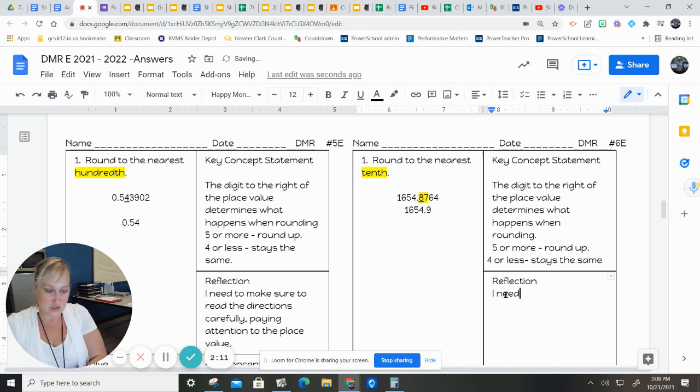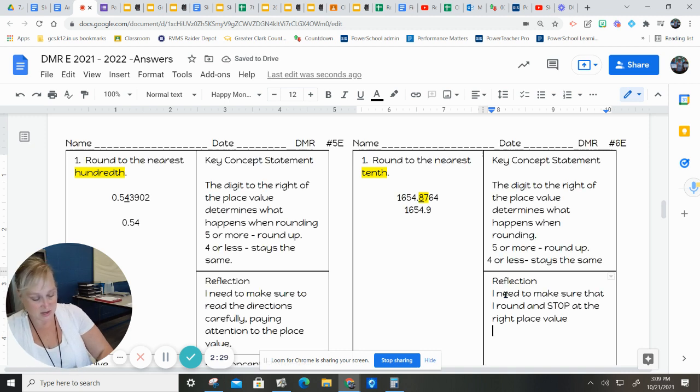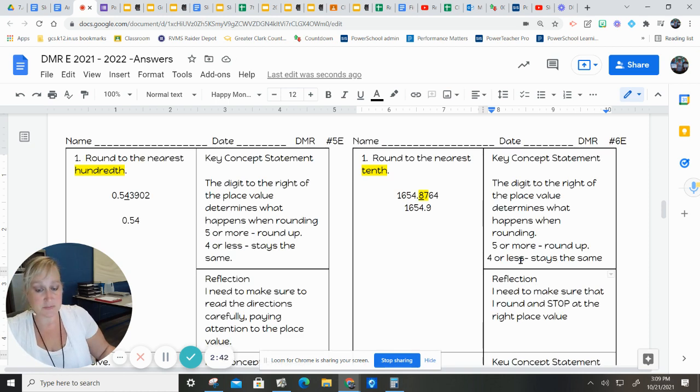Reflection. I need to make sure that I round and stop at the right place value. You do not have to use mine. I say it every time. It's encouraged that you do your own reflection based on your needs and your understanding of the material, but it is not acceptable to do nothing. If you need to push pause, please push pause.